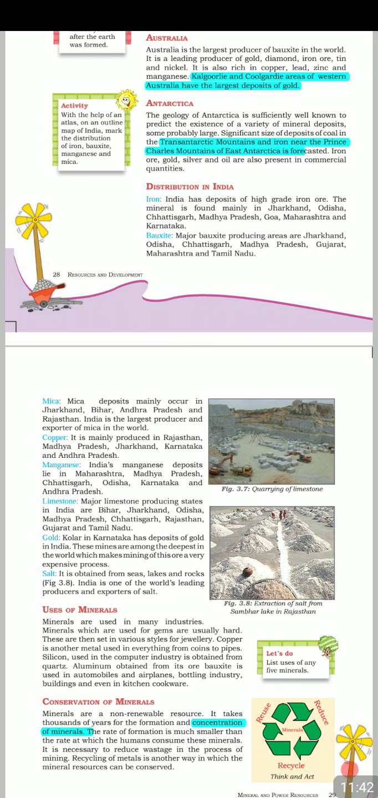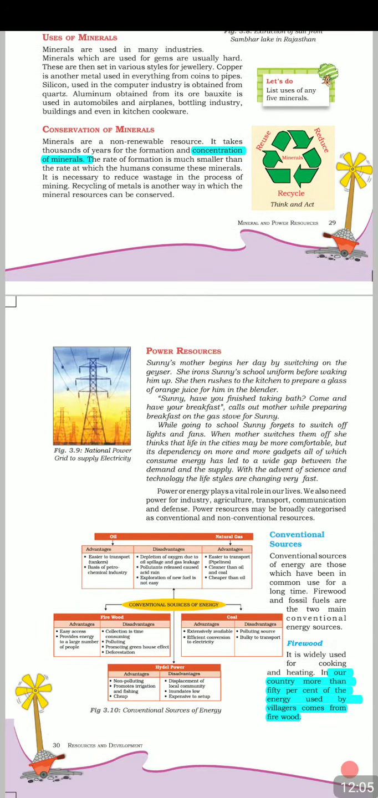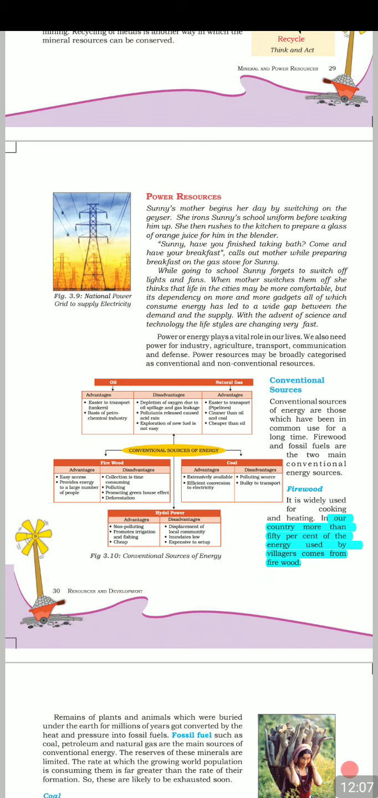Gold is found in Kolar in Karnataka, Ramgiri in Andhra Pradesh, and the Ramganga river in Uttar Pradesh. Right? Coal is known as buried sunshine, so it's very important. And the reason why we should conserve minerals is because the concentration of minerals takes thousands of years. Right? Next, we move to the power resources.